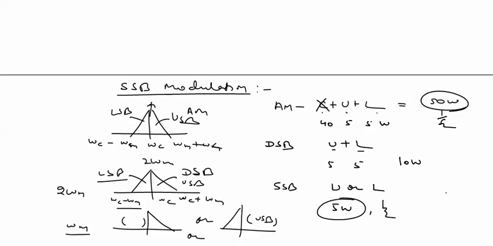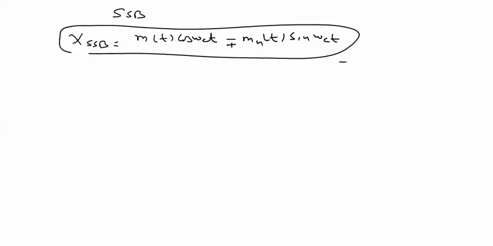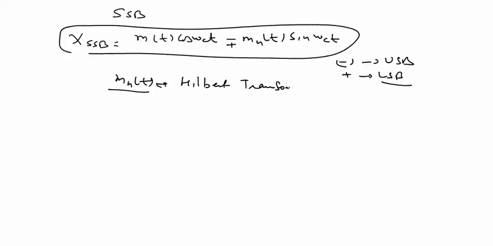Now I write the expression for SSB. What is the exact expression for SSB? The complete expression for SSB is x_SSB(t) = m(t) cos omega c t minus plus m_h(t) sin omega c t. This is the complete expression for SSB, where the minus sign is used for USB and the plus sign is used for LSB. m_h(t) is a new term added in the system. m_h(t) is the Hilbert transform of the message signal.